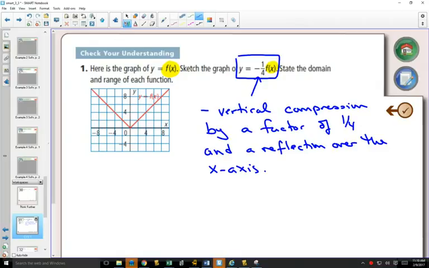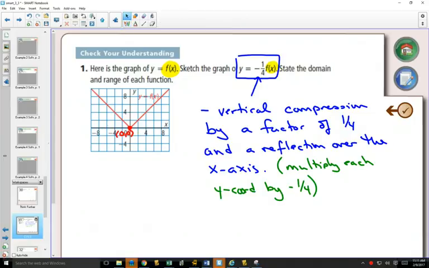The short thing that we're going to do to actually graph it is all we're going to do is multiply each y coordinate by -1/4. So can we find some points on our original graph? Well, for sure, this point is going to be really important. 0, 0. Maybe I'll label that just above there. 0, 0 is going to be really important.